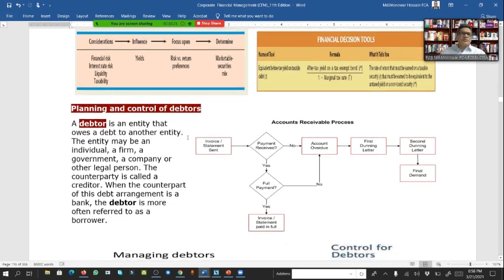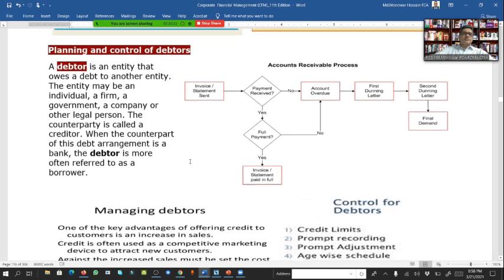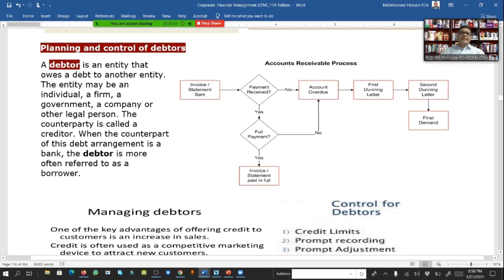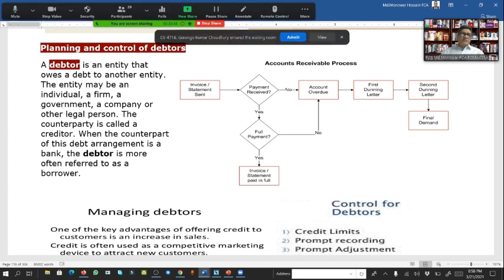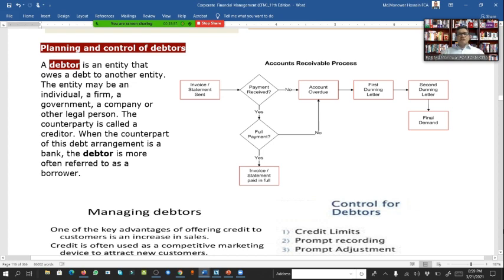Next, security portfolio decisions, and planning and control of debtors. Debtors are also a component of working capital. A debtor is an entity that owes a debt to another entity. The entity may be an individual, a company, a government, or another legal person. The counterpart is called a creditor. When the counterpart of the debt arrangement is a bank, the debtor is often referred to as a borrower.